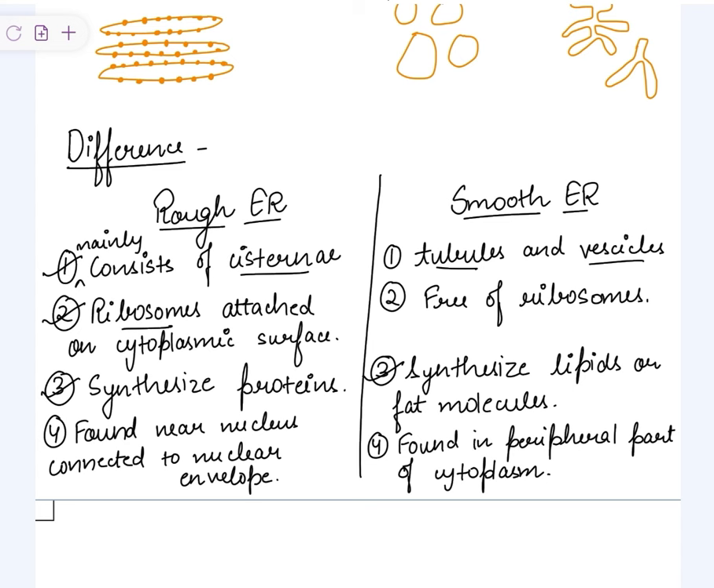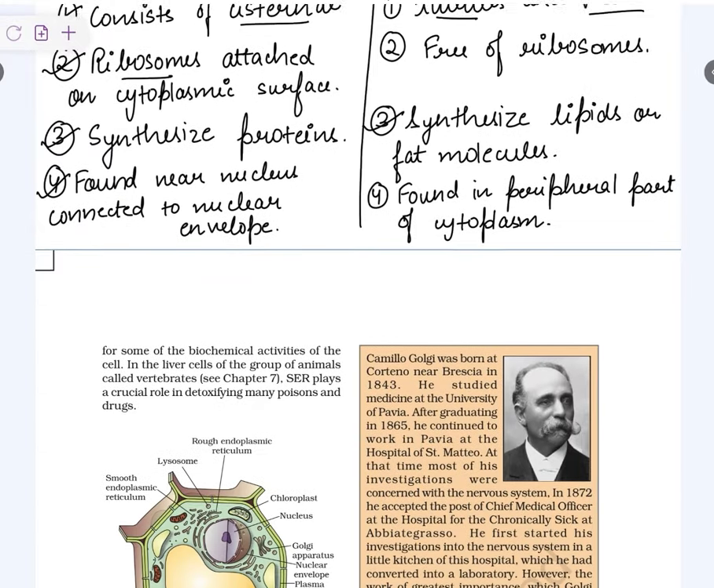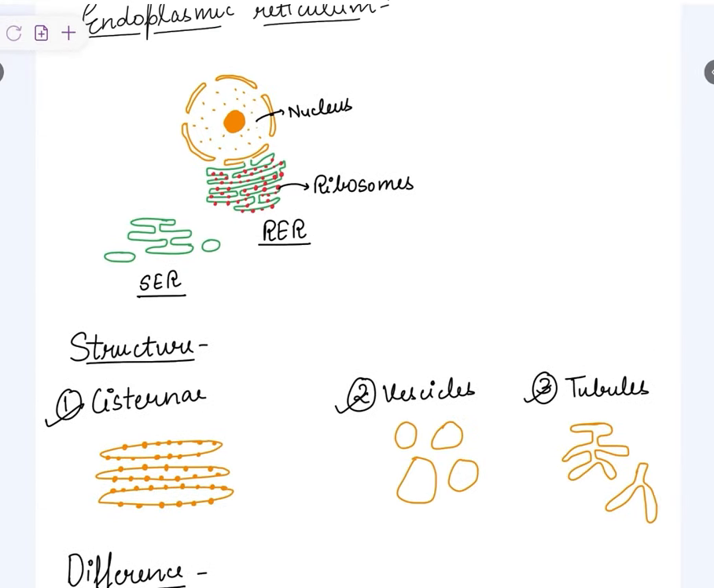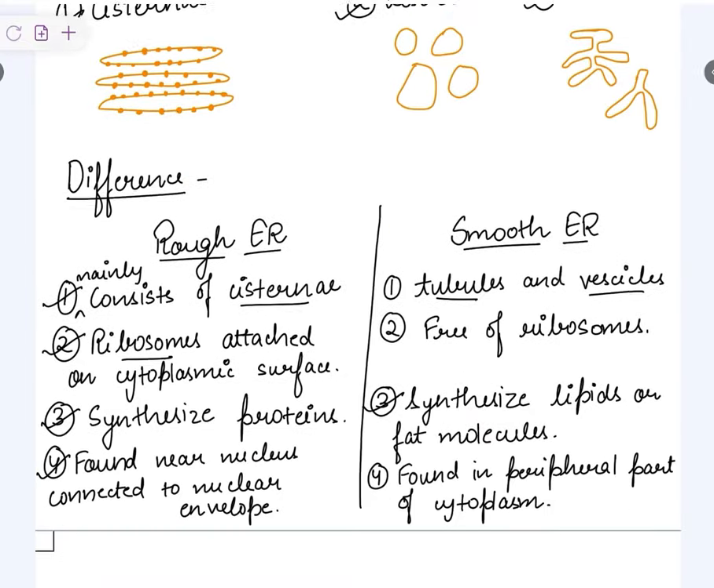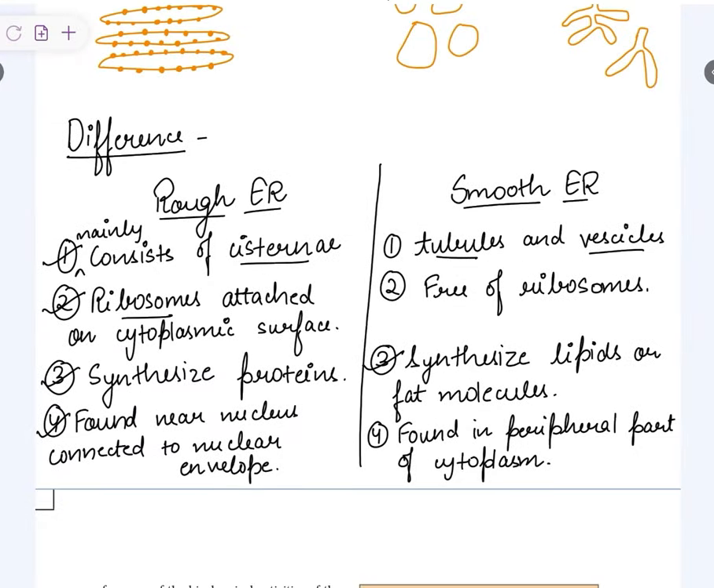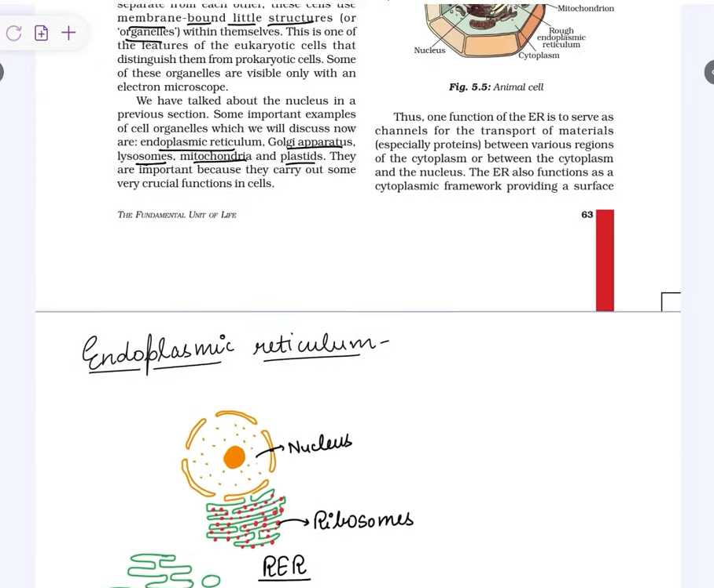RER is majorly found near the nucleus. They are connected to the nuclear envelope. Just like we saw, this is the nucleus and the endoplasmic reticulum is attached to the nuclear envelope and ribosomes are attached, which means these are RER. But the smooth endoplasmic reticulum is found in the peripheral region of the cytoplasm. We can say near the plasma membrane. So they are found in the cytoplasmic region.